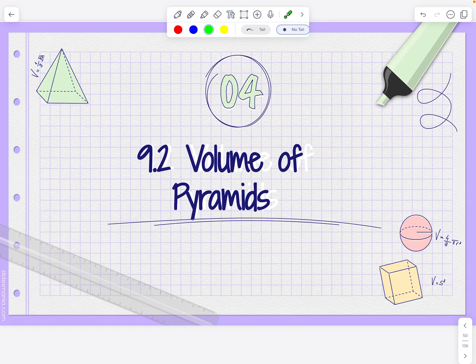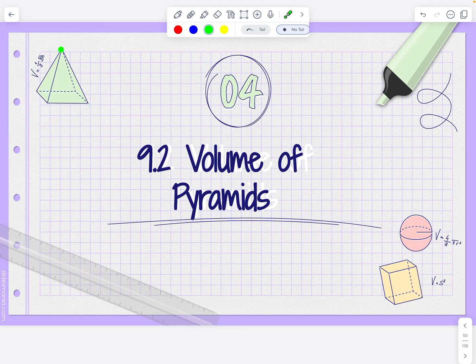Okay, this video is going to look at the volume of pyramids. We've looked at prisms earlier in this unit, and we said the volume of a prism, something like this down here is a prism, you can take the area of the base, so whatever the area of that bottom is, and multiply by the height. Today we're going to look at pyramids.